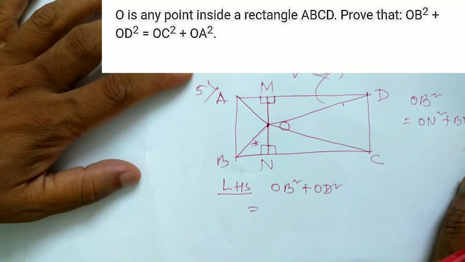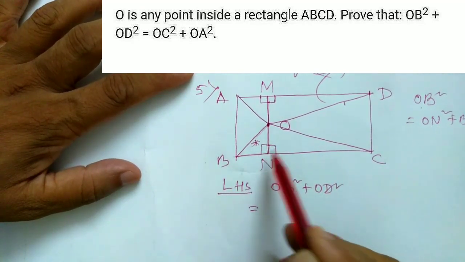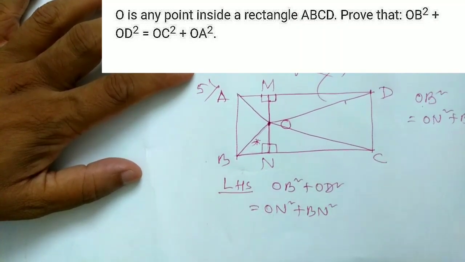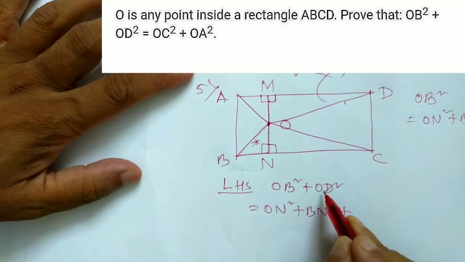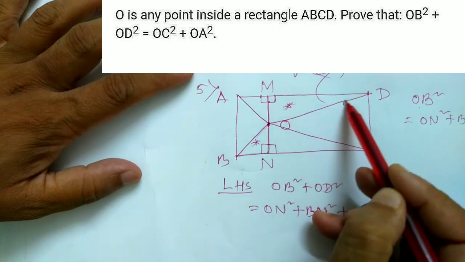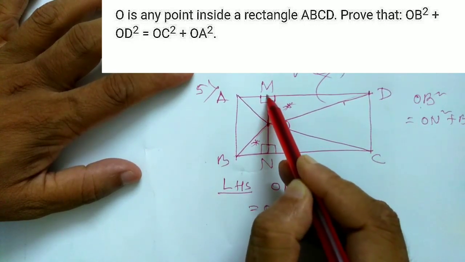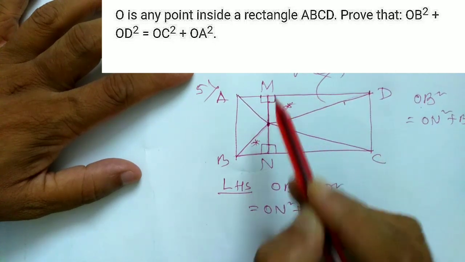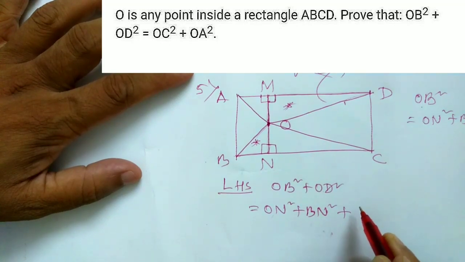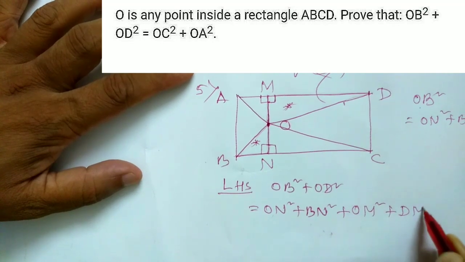Fine. Now we'll put this value here. OB square means ON square plus BN square, plus OD square. OD is here in this triangle. OD square, that is hypotenuse square, equals perpendicular square, that is OM square, plus DM square. Perpendicular square plus base square. Yes. So OD square equals OM square plus DM square.